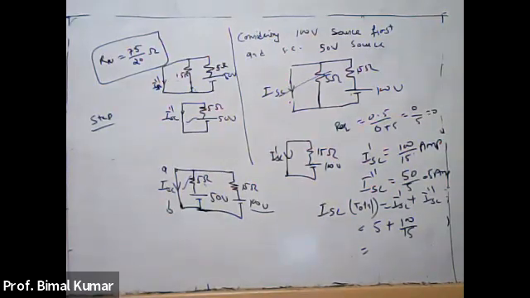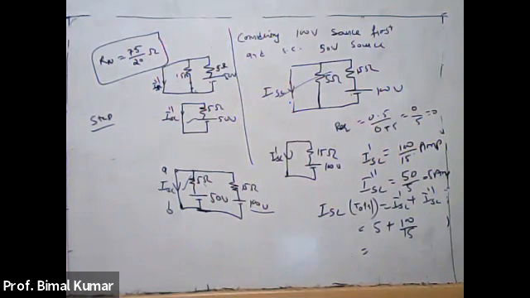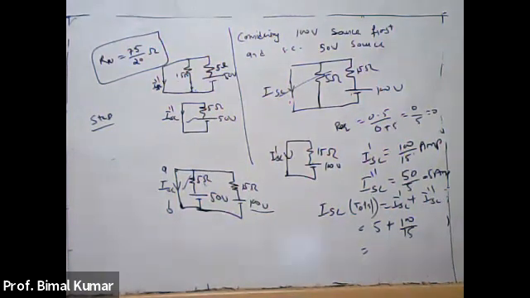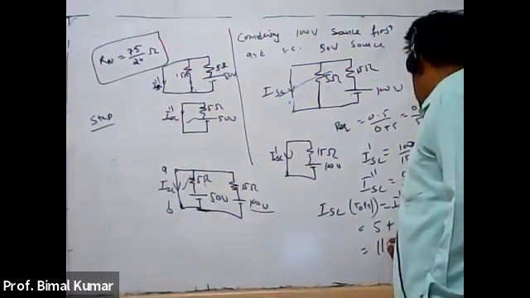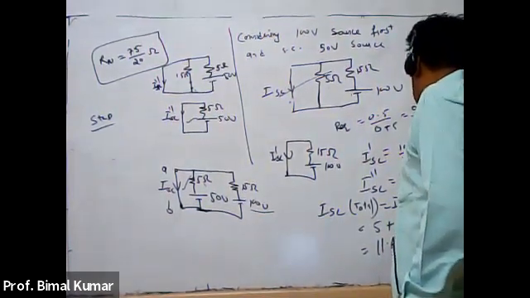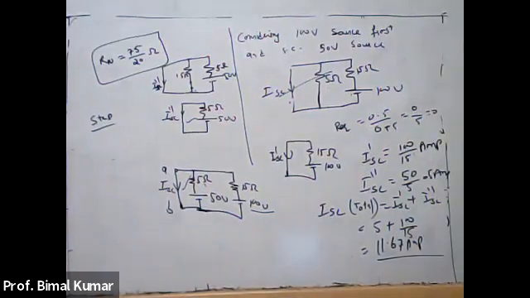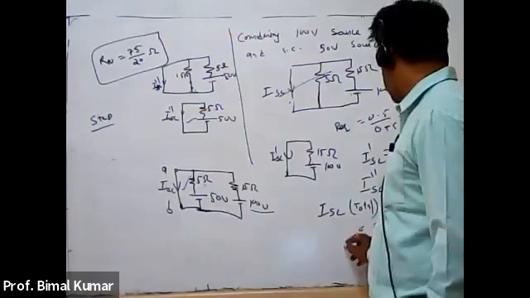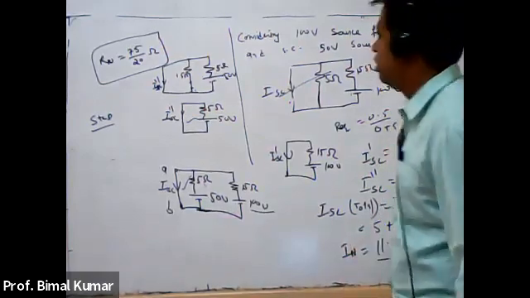Just a minute, I am just going to calculate it. So see, ISC is equal to this 100 by 15, that will be 6.66, plus 5. That means this will be plus 5. So that will be 11.67 ampere, right? 11.67 ampere. This is the total ISC, and that is your value of the I Norton, right?